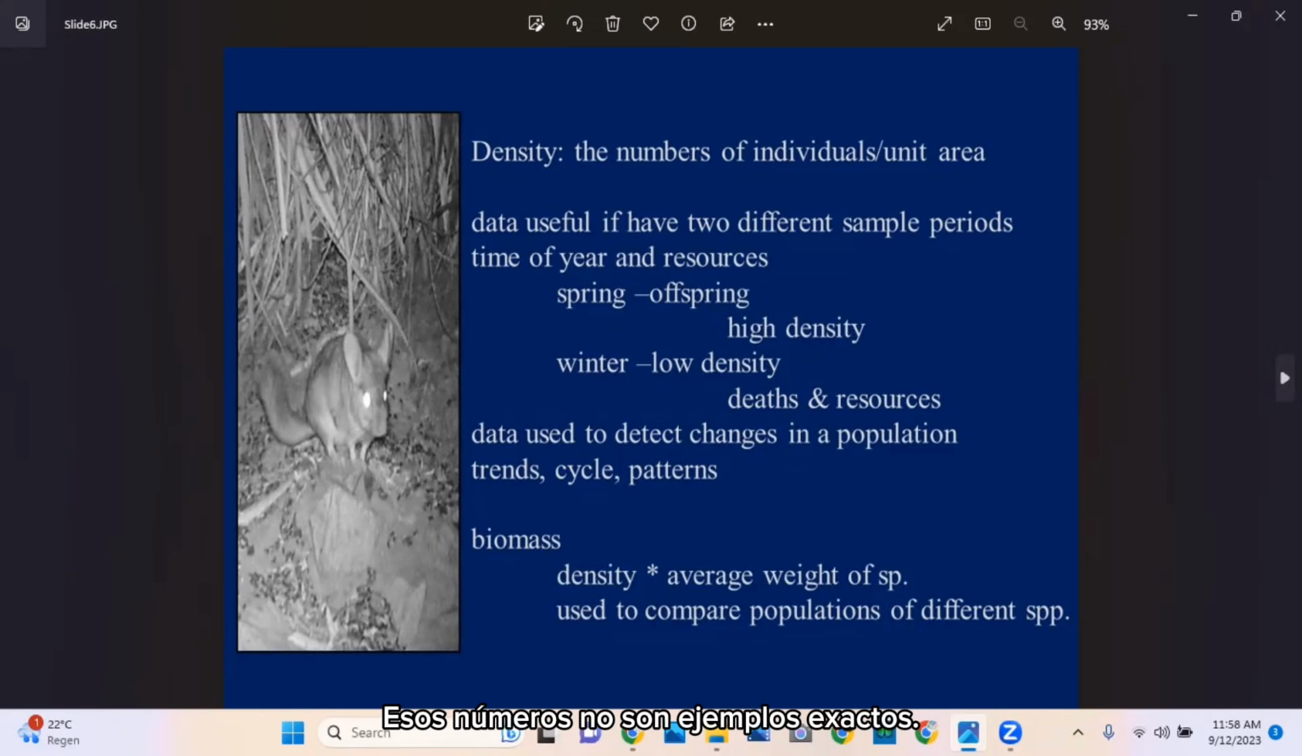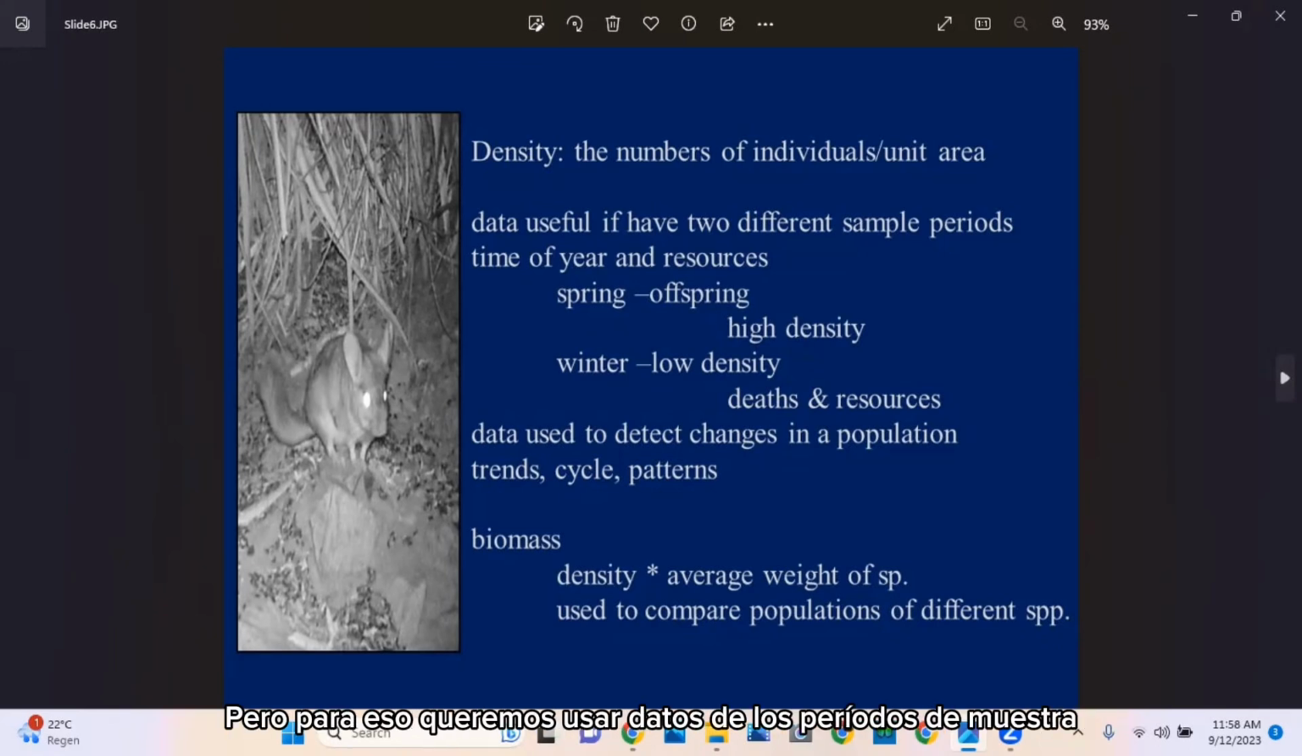Those numbers are not exact examples. I just pulled these numbers out of my brain. I think 2.4 maybe is the average for chinchillas per hectare. This data is used to detect changes in populations, trends, cycles, and patterns. So we can see if a population is growing or declining.